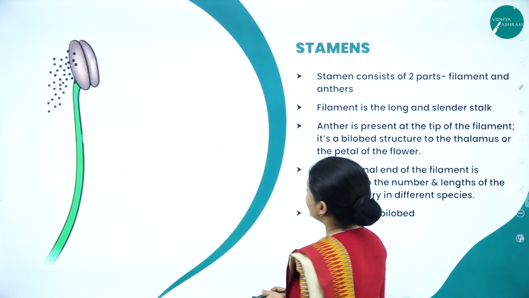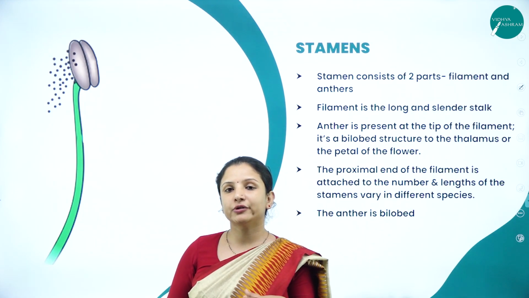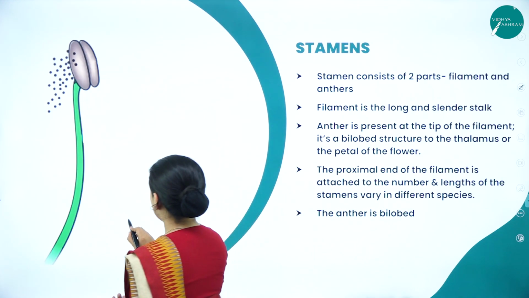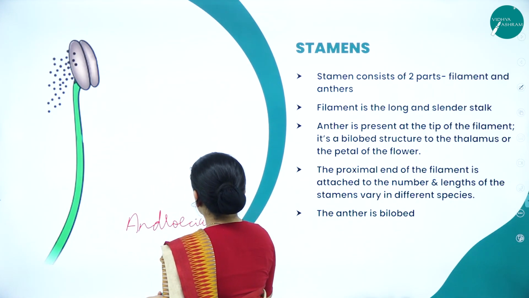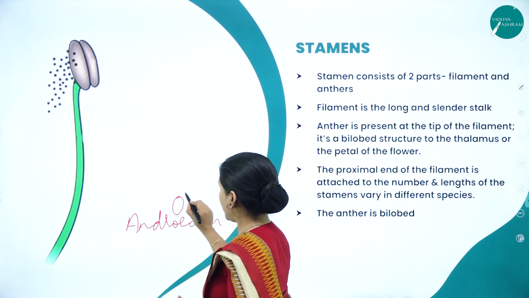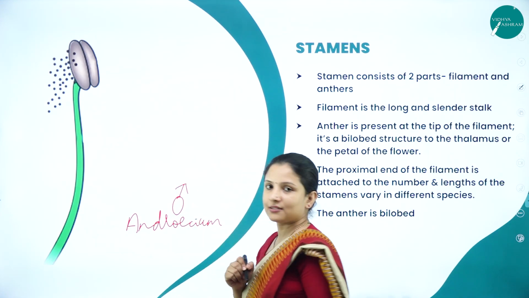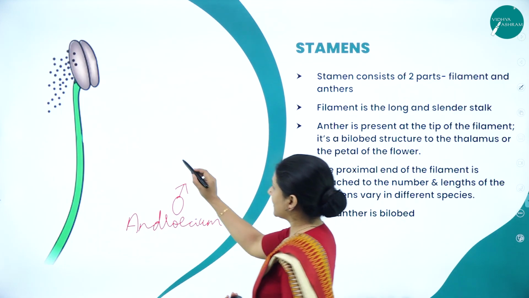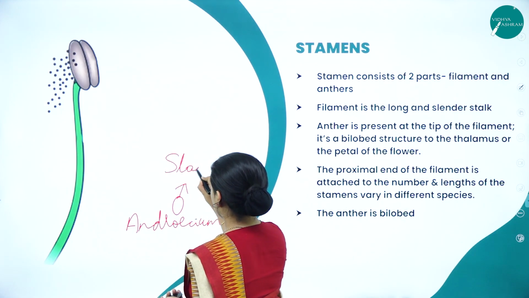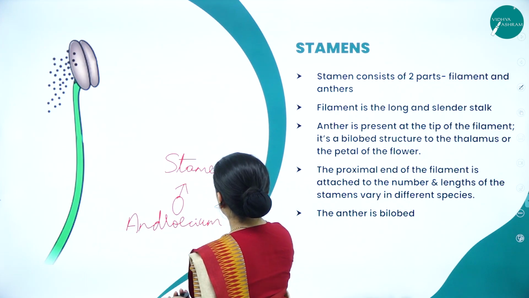Moving further, let's talk about the stamen. I told you what a stamen is. It is nothing but the androecium. Androecium means the male reproductive part. Male is represented by this symbol. So the male reproductive part of the flower, what is it? It is nothing but the stamen. Now what is the stamen made up of?